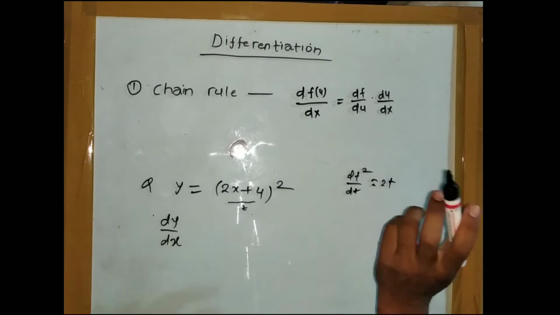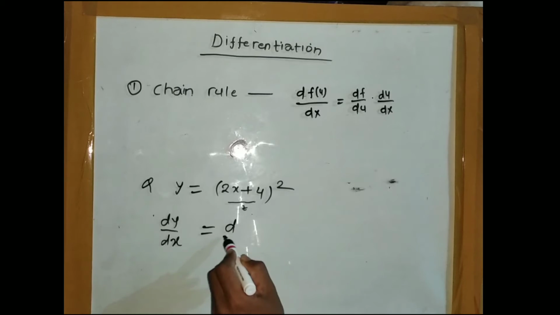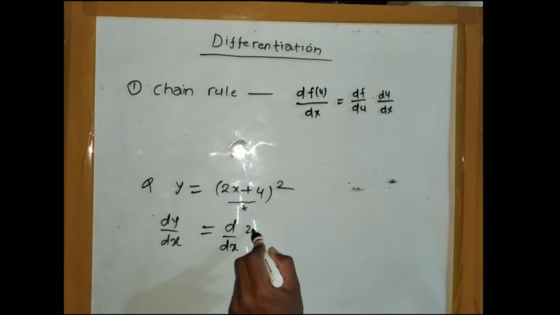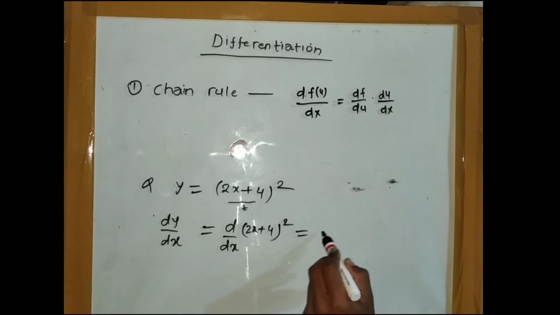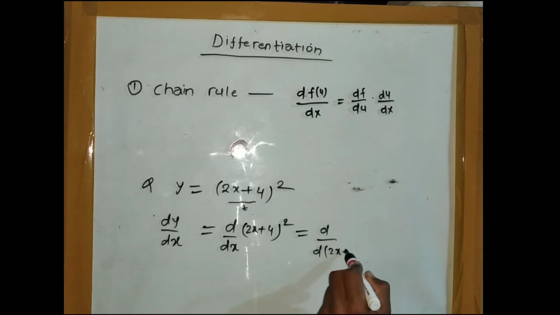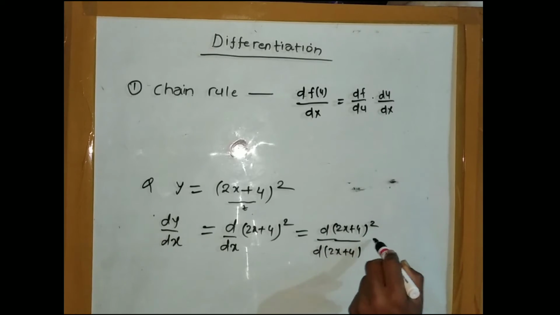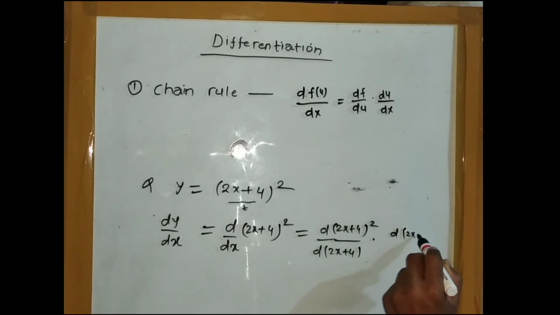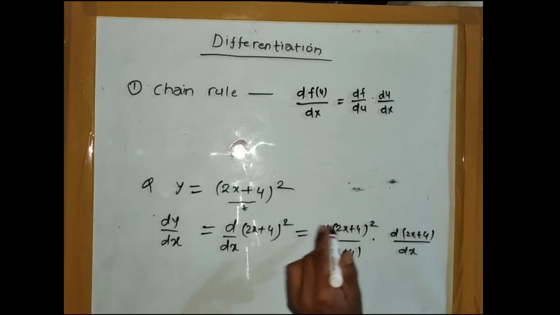2t according to power rule. So we first write del y by del x as del by del x of (2x plus 4) square. Now we can write del by del (2x plus 4) of (2x plus 4) square into 2, d(2x plus 4) by del x. Here d(2x plus 4) and d(2x plus 4) cancel each other, so this expression becomes d(2x plus 4) square by dx.